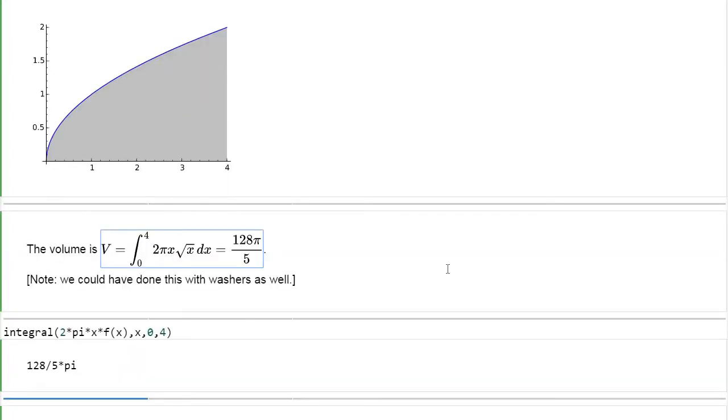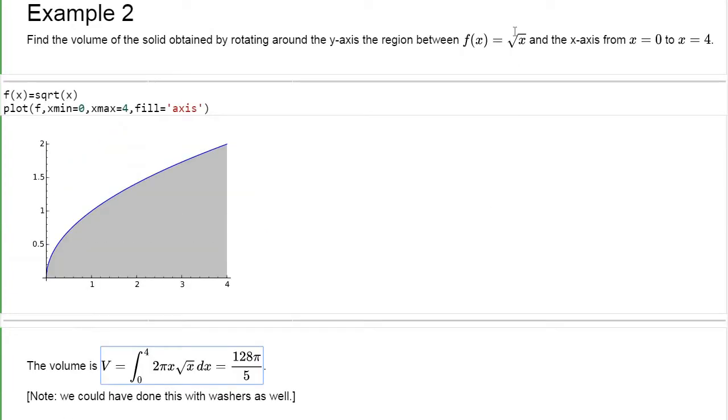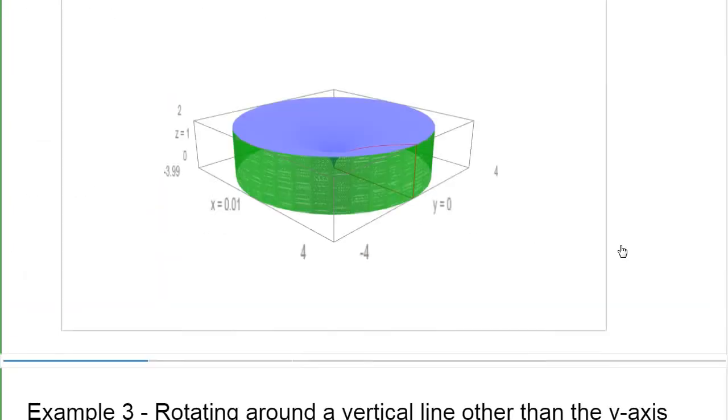Now it is possible to do this one with washers. It wouldn't be that bad. We'd have to rewrite this as x equals y squared, and we'd integrate from y equals 0 to y equals 2 of pi times y squared squared dy. We could have done that. That would have given us the same answer. So anyway, it's just an example. Here's the 3D picture, which again I'm not going to manipulate. This blue part is like the top, and you need to imagine the green part's all filled in. So the solid is kind of between this green boundary and the blue. So it's this part under here. Don't fill in this part on top.